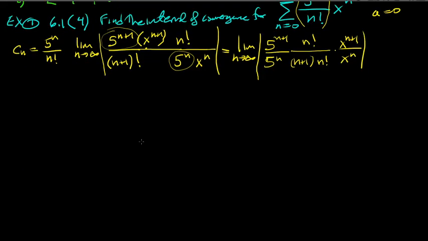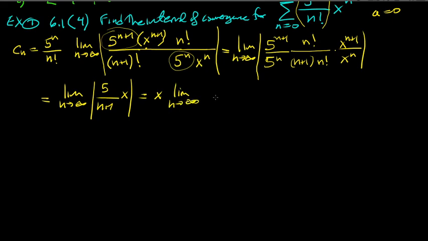Let's simplify all that down. We still have to take the limit. This is 5 over n plus 1 times x. Since x doesn't depend on n, we can take the x outside and take the limit as n goes to infinity. This is all positive, so 5 over n plus 1 goes to 0 as n goes to infinity. So that's L.